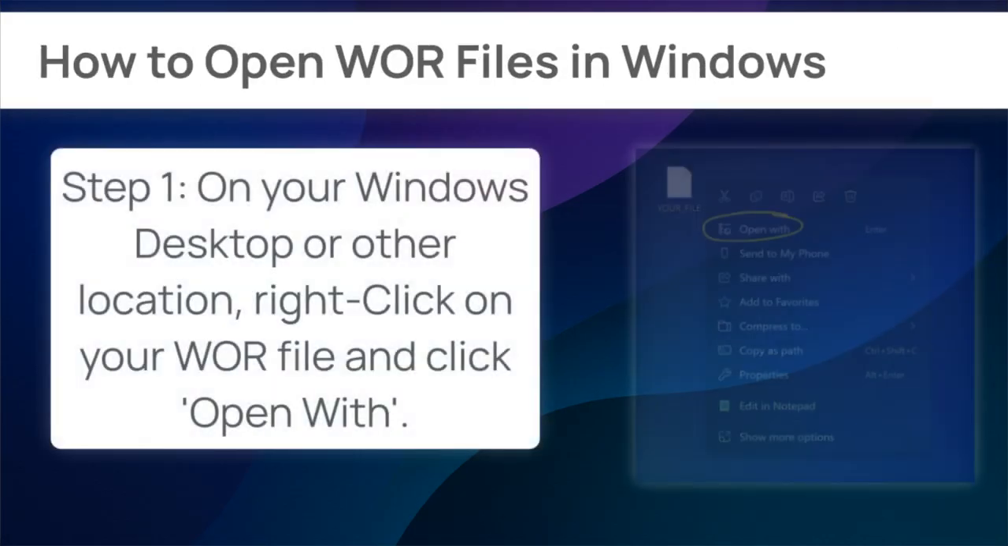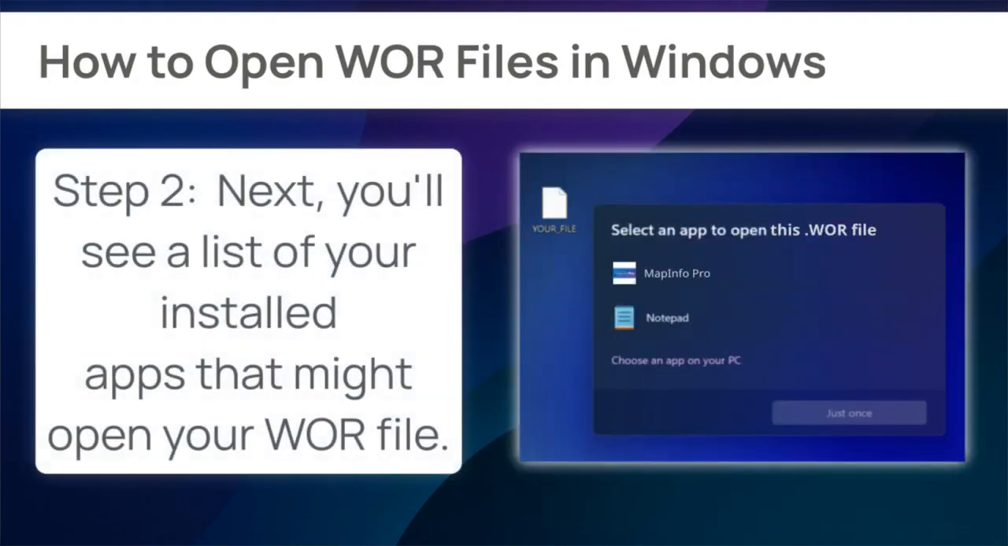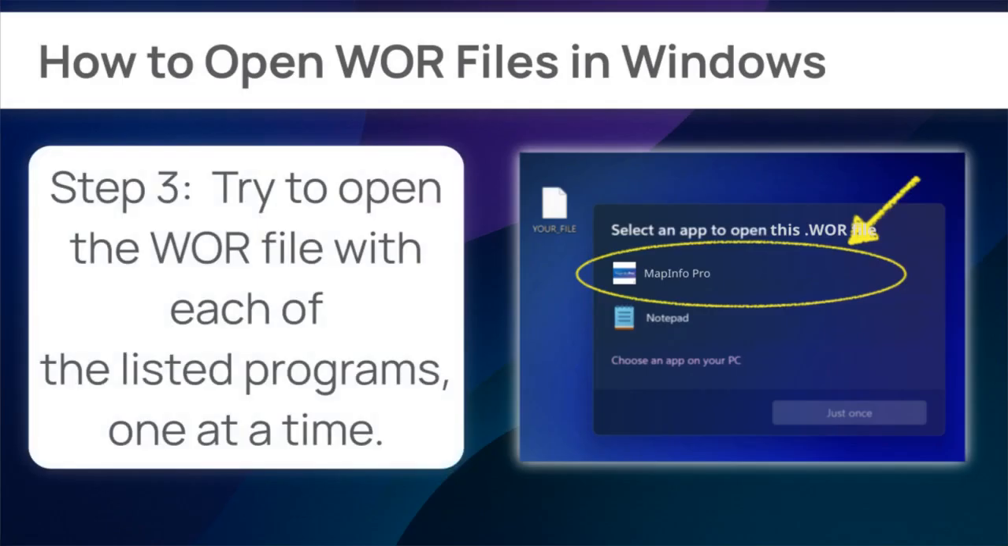Go to your file and right-click the WOR file, choosing Open With. If MapInfo Pro is an option, select it immediately. If it's unavailable, choose another. We need to test the file against all compatible programs.